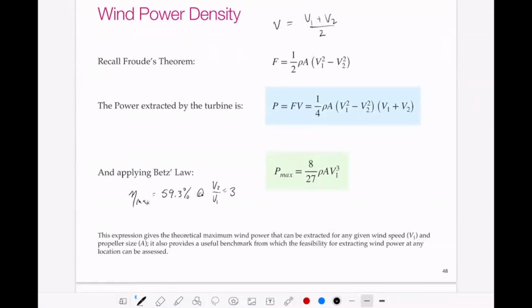And so if we put this into our equation, then the maximum power that can be harnessed from a wind turbine, if we know the wind speed, would be equal to 8 divided by 27 times the density of air times the area swept by the wind turbine times the wind speed cubed. So the power available is highly sensitive to that wind speed. A small drop in wind speed is a significant drop in wind power.